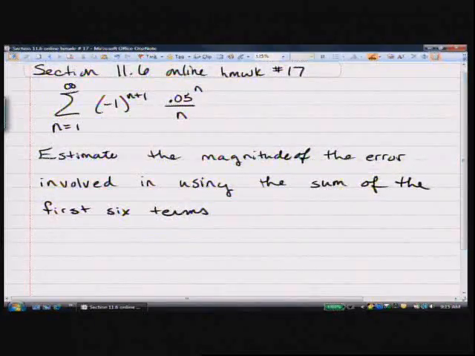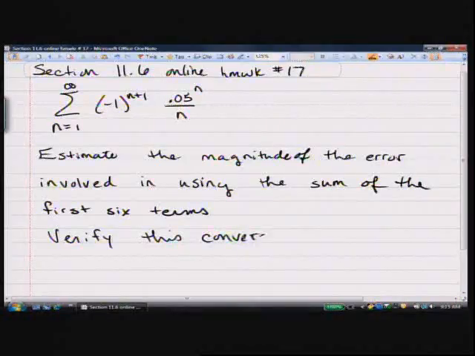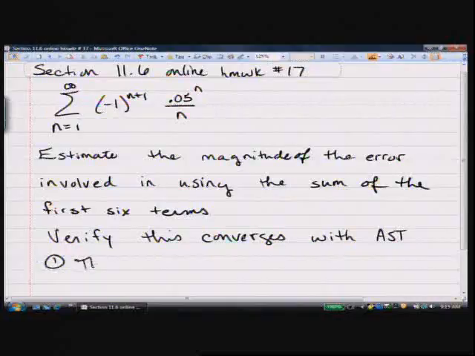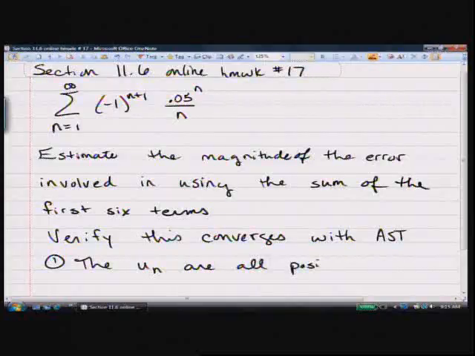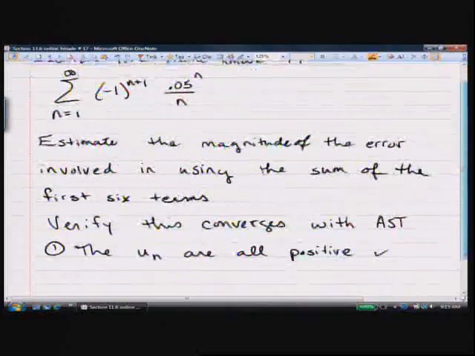So let's look at the alternating series test. We'll verify this converges with the alternating series test. The first condition is that the u sub n's are all positive. That should be okay because you can tell that this 0.05 to the n over n is going to be positive, so that's good.